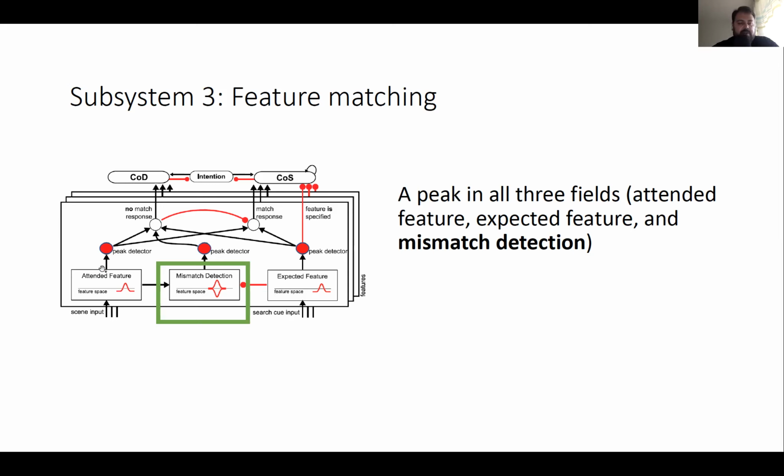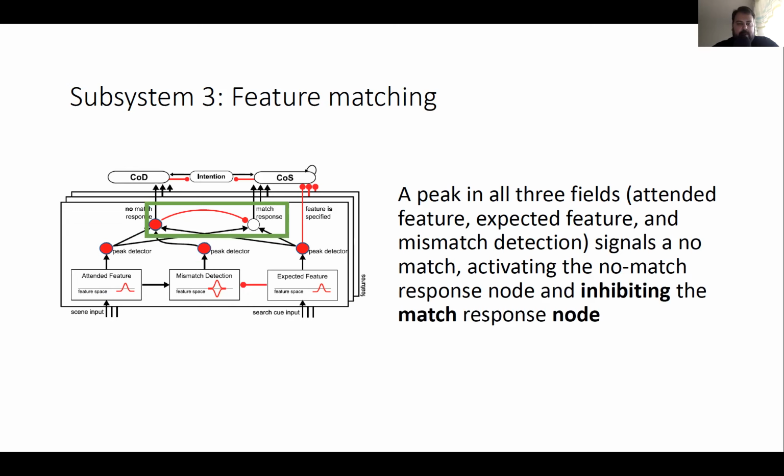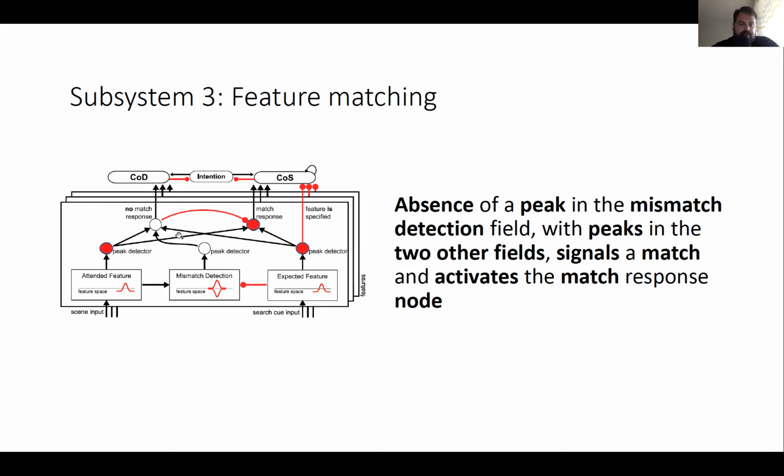So if you have a peak in the attended feature, a peak in the mismatch detection, and a peak in the expected feature, the no match response will get activated and inhibit the match response, so it will not get activated. In the absence of a peak in the mismatch detection field, there's no inhibitory input to the match response, and so the match response will get activated.